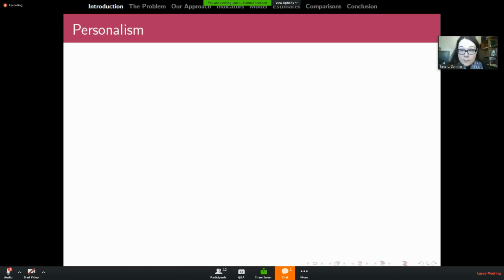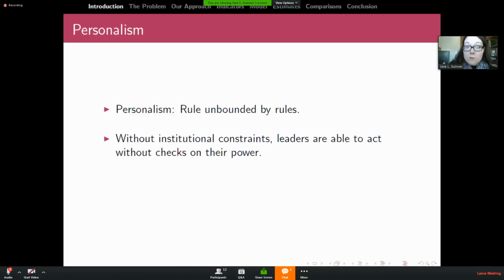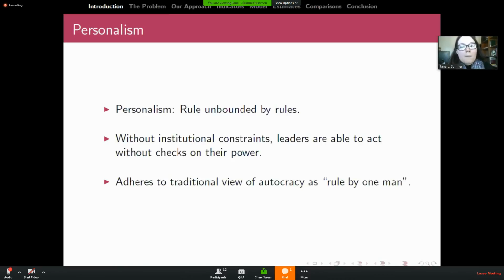So what is personalism? Personalism we can define fairly concisely as rule unbounded by rules. So the rule of autocrats that is unconstrained by institutions. And these leaders become so recognizable because without institutional constraints on their power, leaders are able to act however they want. They're able to indulge their basest instincts. They're able to behave in sometimes outlandish ways, sometimes very cruel ways, as we'll discuss in a minute. And so personalist dictators tend to adhere to the traditional view of autocracy as rule by one man.